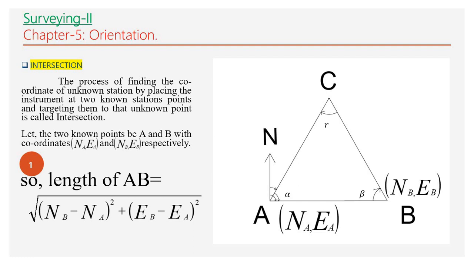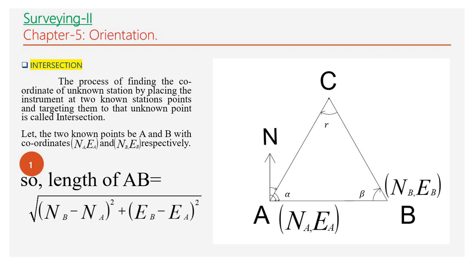For that, what we will do is target the station from these two known points by placing the instrument on those known stations. So let the two known points be A and B. Here the known points are A and B, whose coordinates are NA, EA and NB, EB respectively.